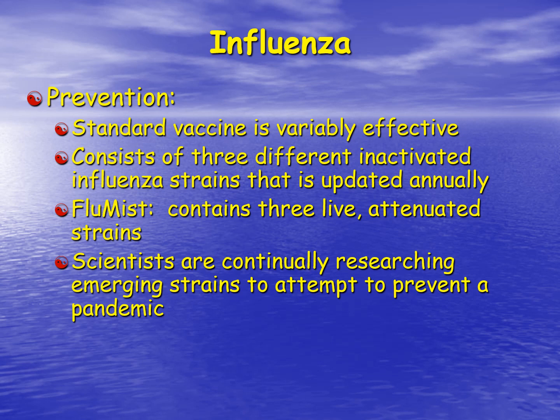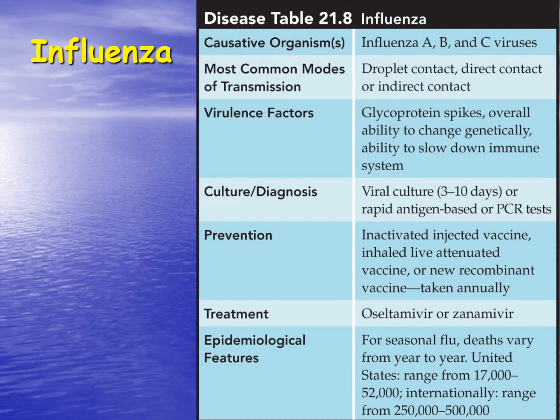That's why we now have a stronger vaccine that we actually give to those 65 years and older. So the most common causative organisms are influenza A, B, and C, and then again, there's a whole bunch of subtypes and substrains within each of those. For seasonal flu, deaths vary from year to year. In the United States, it ranges anywhere from 17 to 52,000 per year, and internationally, anywhere from 250 to 500,000 every year.